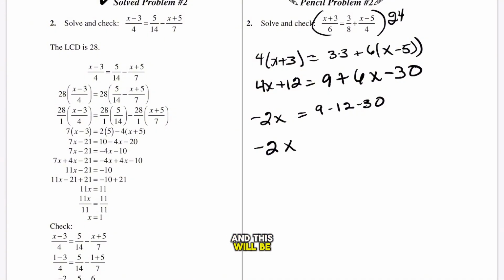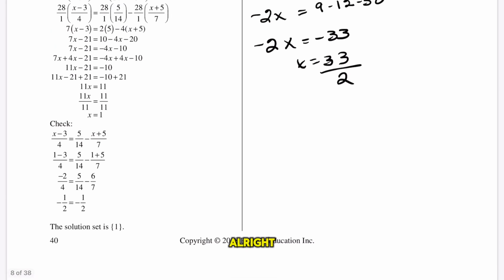And this will be 9 minus 12, which would be negative 3. We get a fraction? Let me look. Yep, we get a fraction. So x is equal to 33 over 2. It's just an odd answer. All right.